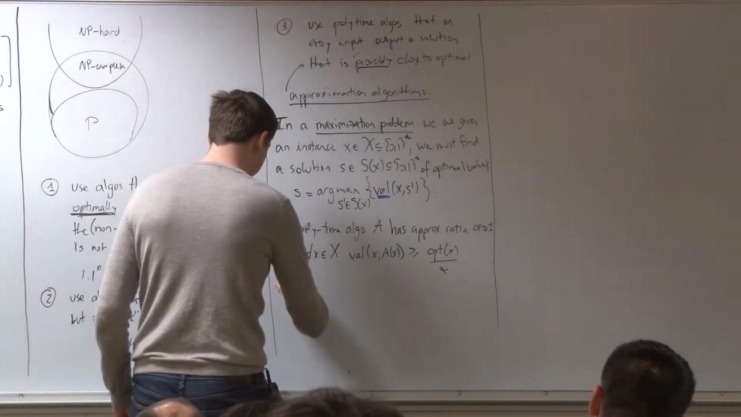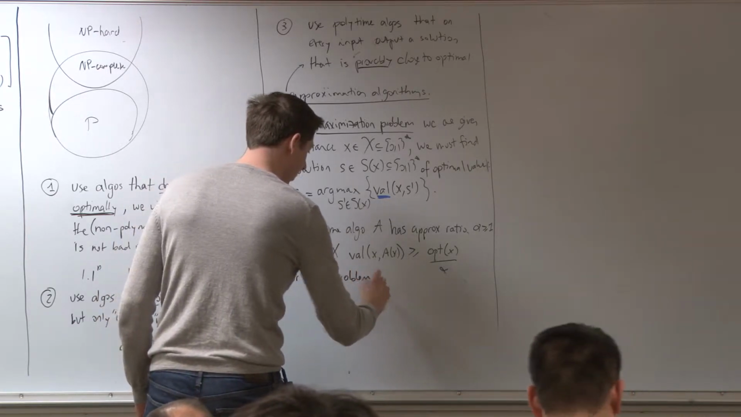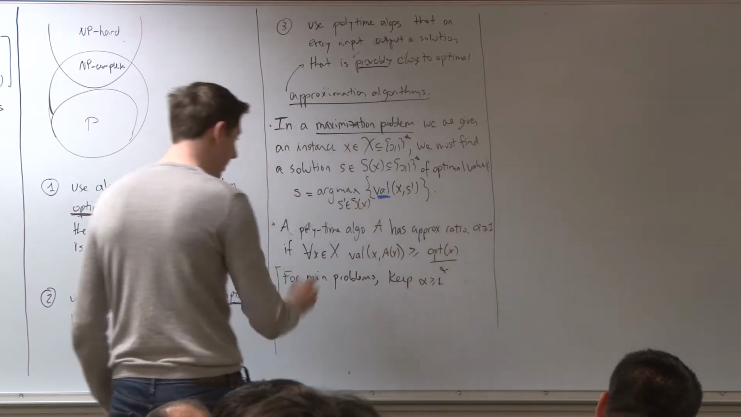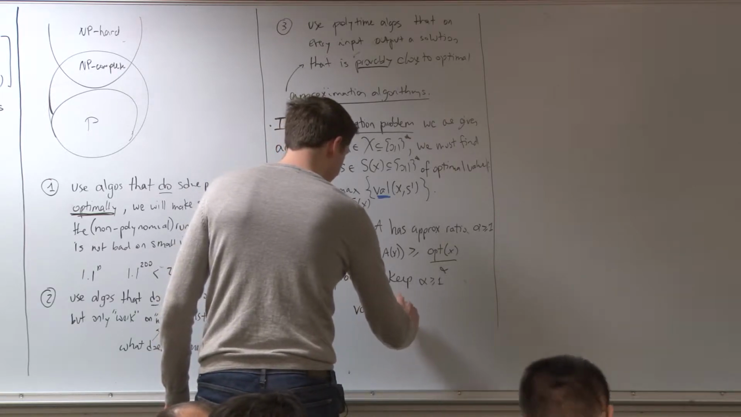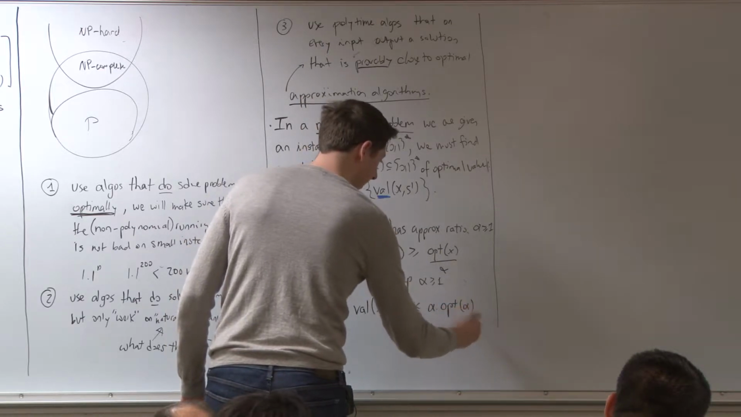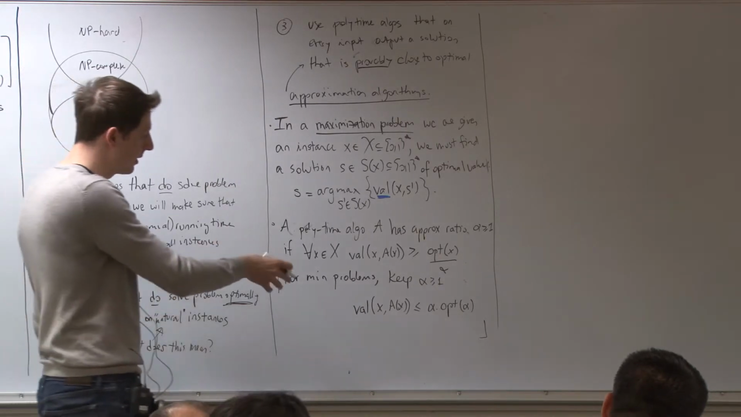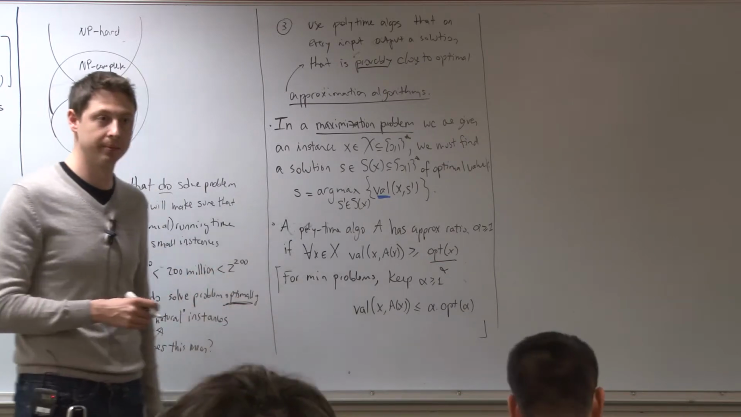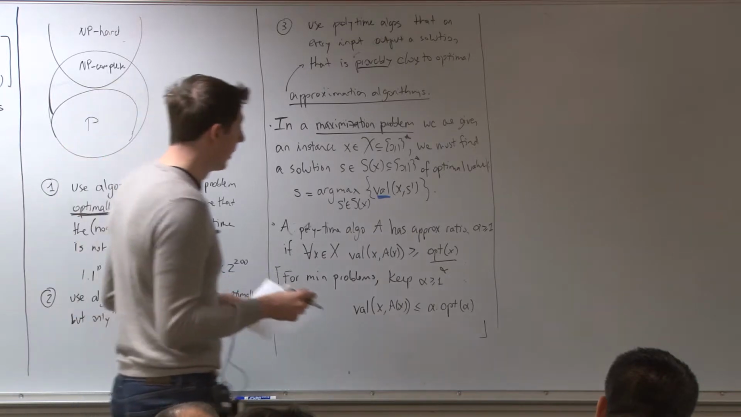Just here, for minimization problems, one usually keeps alpha greater than or equal to 1, and the expression you write is that the value of A of x is, in this case, at most alpha times the optimum of x. So this is the change you would make for minimization problems. The point is that typically the convention is that the approximation ratio is some quantity that is at least 1.